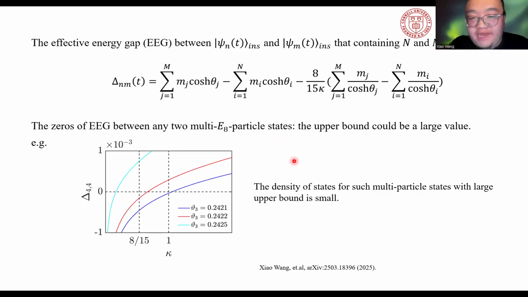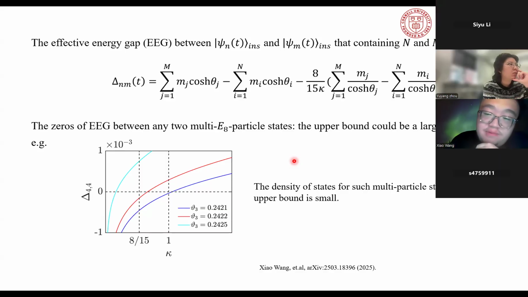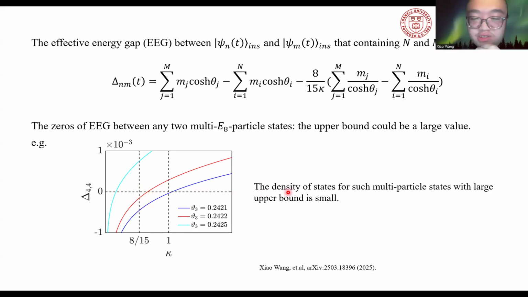We can even solve any two different eigenstates of the quantum Ising integrable model to obtain the zeros of the effective energy gap. In this case, these zeros will be quite random, depending on the choice of the two different states. But I have to note that if you want to make the ratio kappa larger than 8 over 15, you'll find that the density of such states is much smaller than the density of the usual quantum states that have kappa smaller than 8 over 15.